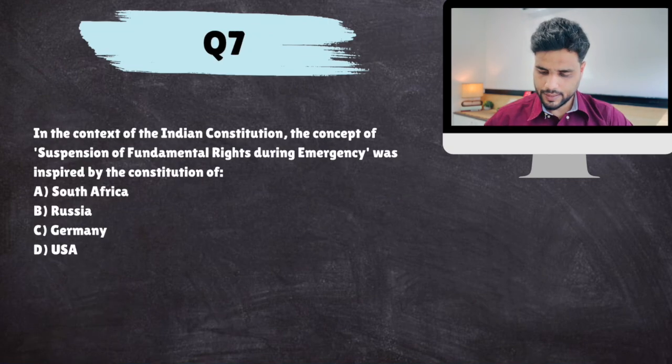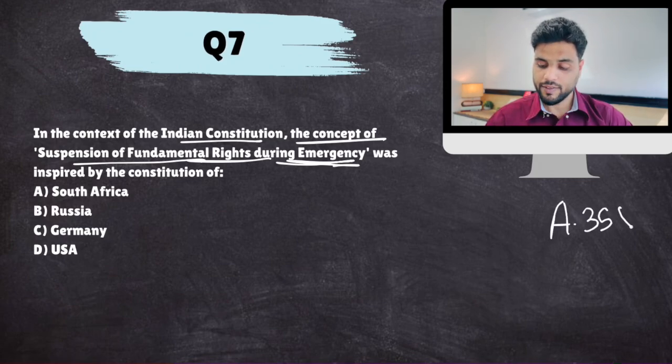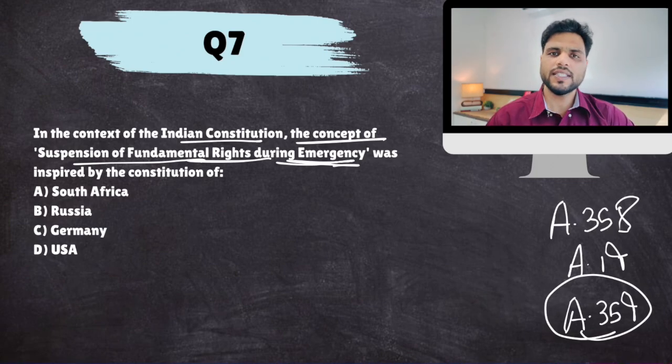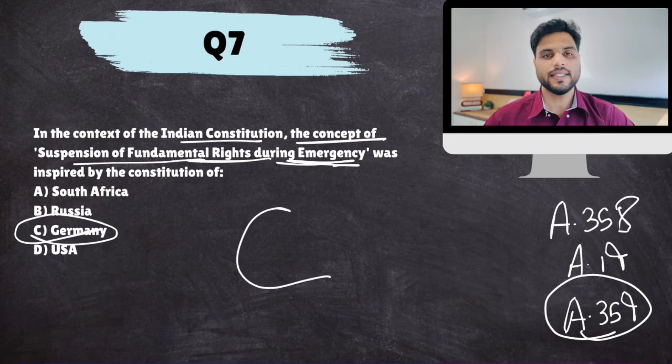Okay, next. In the context of Indian Constitution, the concept of suspension of fundamental rights during emergency. Now, Article 358 says that if there is national emergency, Article 19 would be suspended. Article 359 says that in case there is national emergency, President can suspend all the other fundamental rights. This idea of suspending fundamental rights during emergency was taken from Germany. Okay, because Hitler precisely did that and came to power by suspending fundamental rights. Nonetheless, the answer is C.